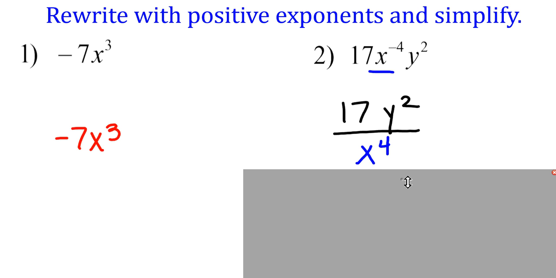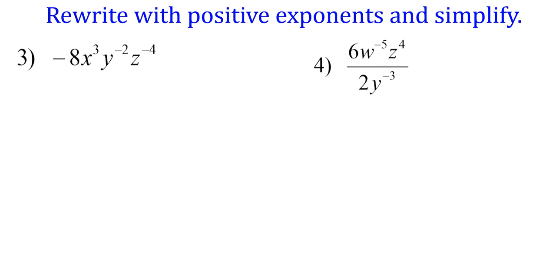And again, we're looking to see, do we have any greatest common factors that we could simplify and divide out? And we don't. We don't have common bases here. 17 only has factors of 1 and 17, so there's nothing that we could divide out there. So this would be our final result. Let's take a look at a couple more.